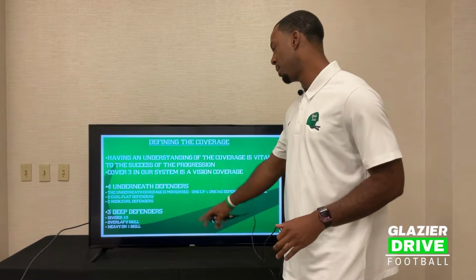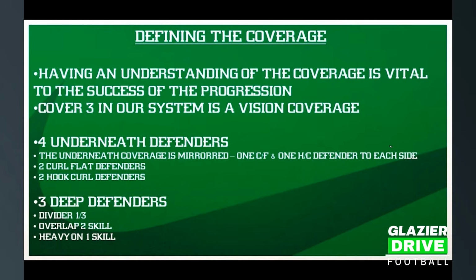So just the base picture of it is we're going to play with 4 underneath defenders. The underneath coverage is mirrored. You got 1 curl flat to each side. You got 1 hook curl defender to each side. And then you got 2 hook curls to each side. In our 3 deep defenders, at corner, we're playing our true divider third, which I'll go over more, but we play an overlap or a 60-40 third with our corners, and we're heavy on 1 if there's only 1 skilled receiver to our side.